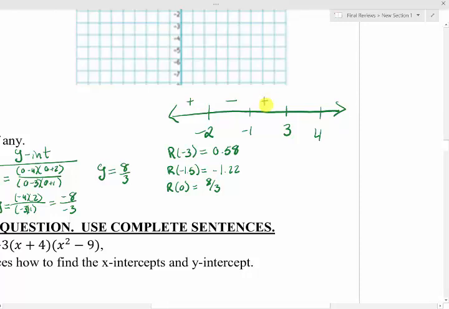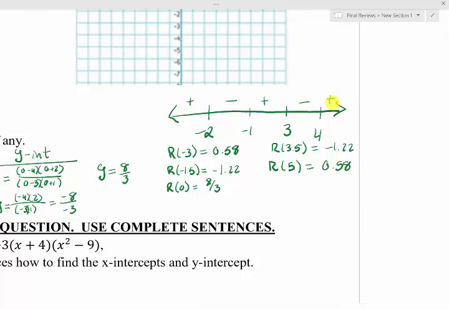Then a number between 3 and 4. Let's go ahead and use 3.5. That gives me negative 1.22. And then a number greater than 4. I'm going to go ahead and use 5, which gives me 0.58. So then we can tell what's going on with our function around these asymptotes and around our intercepts.